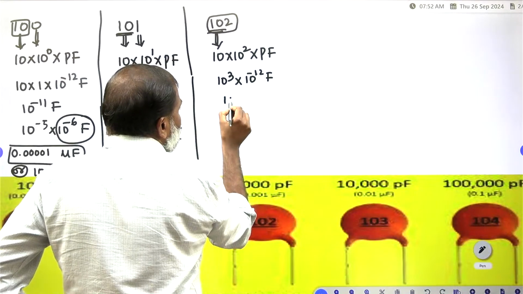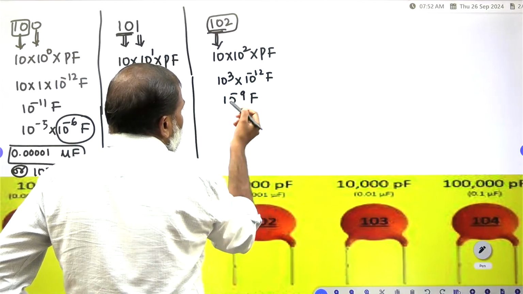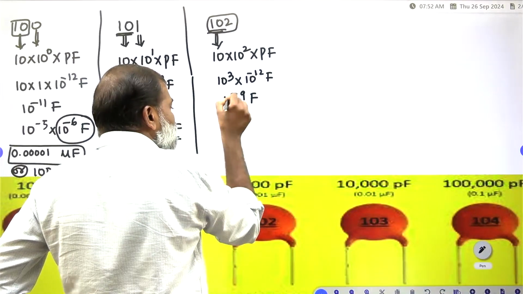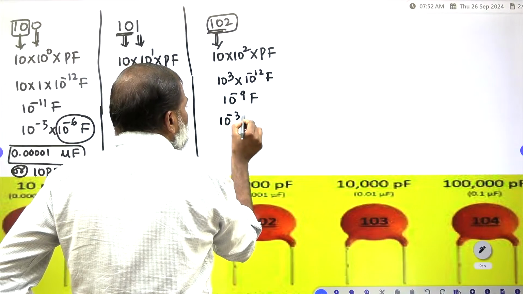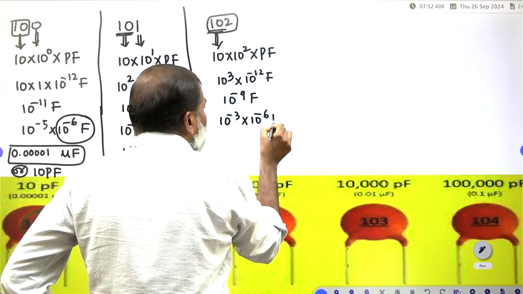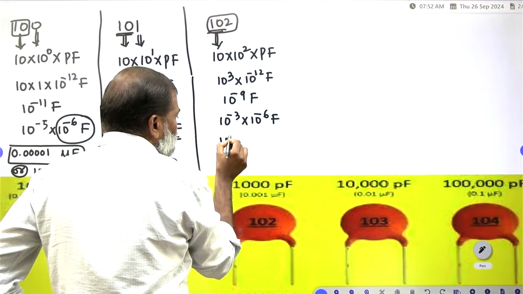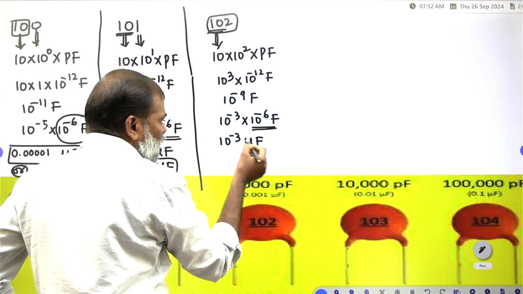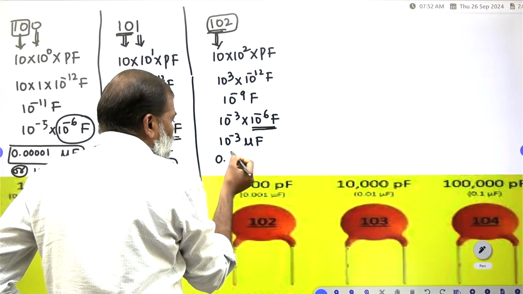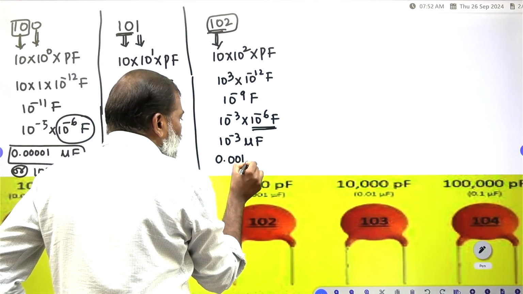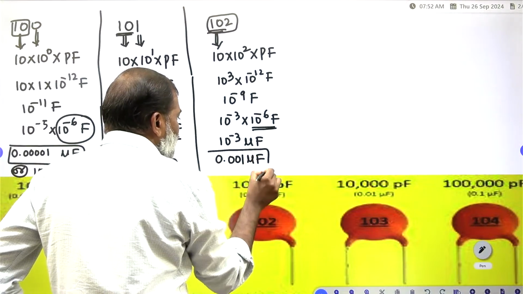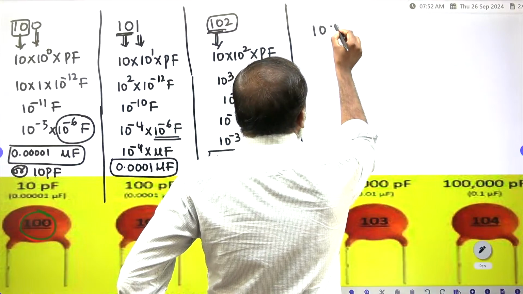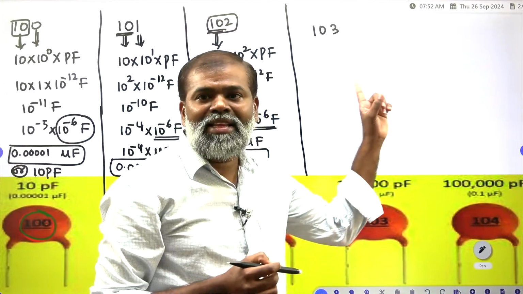Therefore, how we have to write? 10 to the power of minus 9 farads. 10 to the power of minus 9 means nanofarad, or in terms of the micro, how we have to convert? 10 to the power of minus 3 into 10 to the power of minus 6 farads. So therefore, 10 to the power of minus 3 into 10 to the power of minus 6 into farad is equal to microfarad. Therefore, how we have to write? 0.001 microfarad we are writing. 0.001 microfarad.